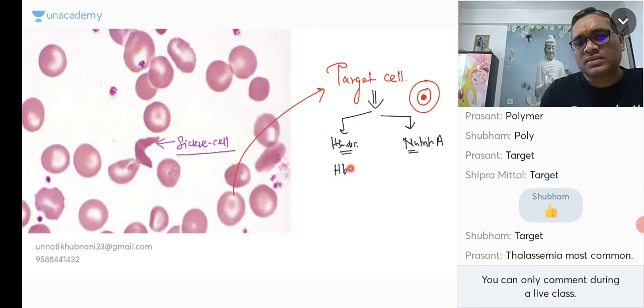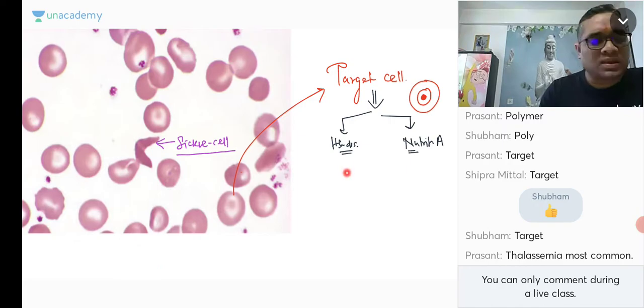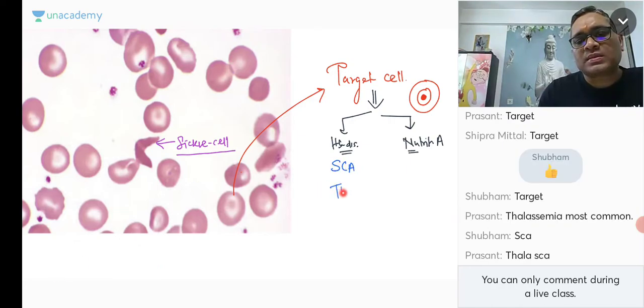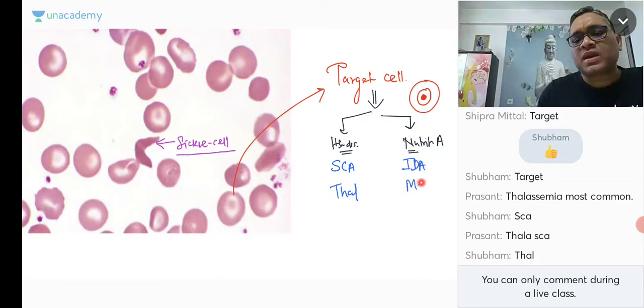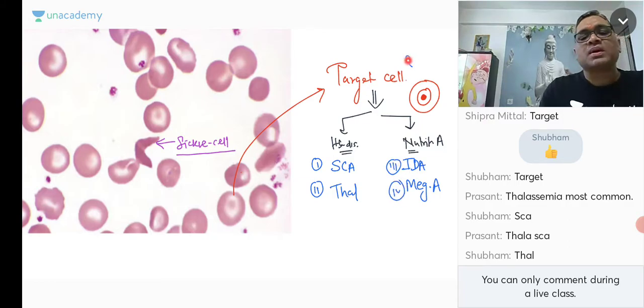Which hemoglobin disorder will you see them in? Sickle cell anemia, thalassemia. Which nutritional anemia? Iron deficiency anemia, megaloblastic anemia. So now you got this. There are 4 important causes of target cells. That was a question also in the exam. The examiner had asked this question.